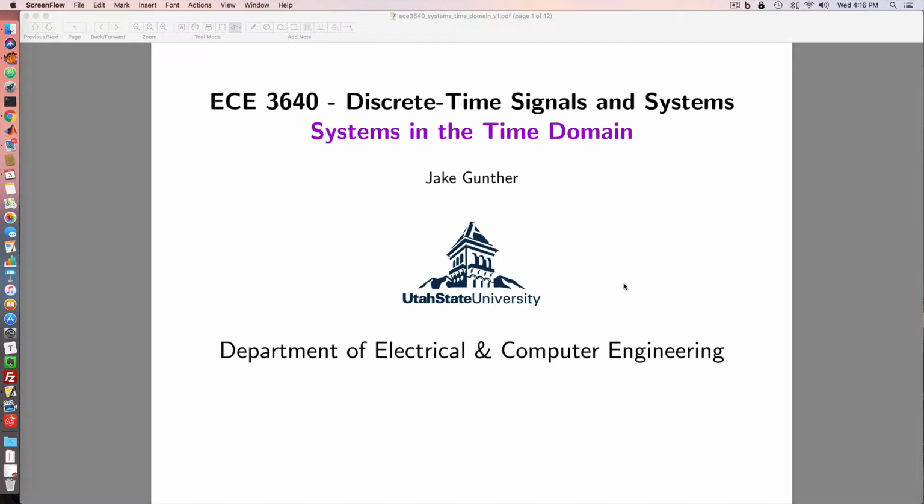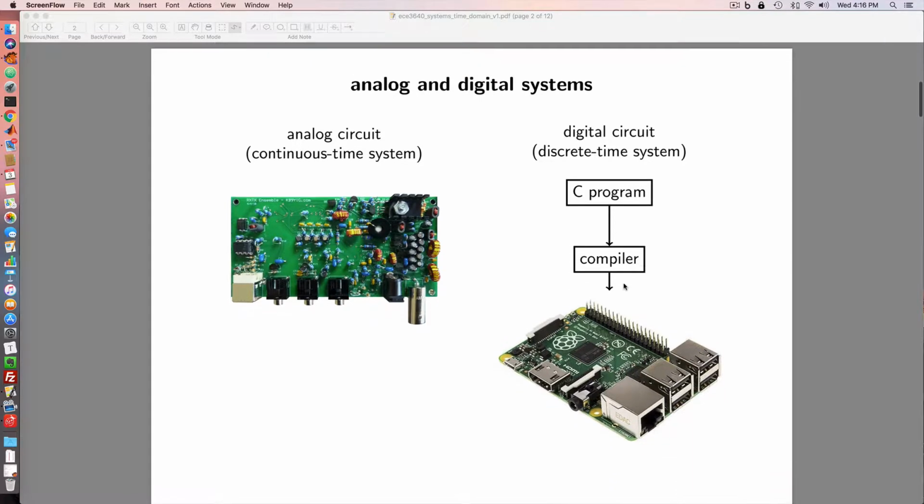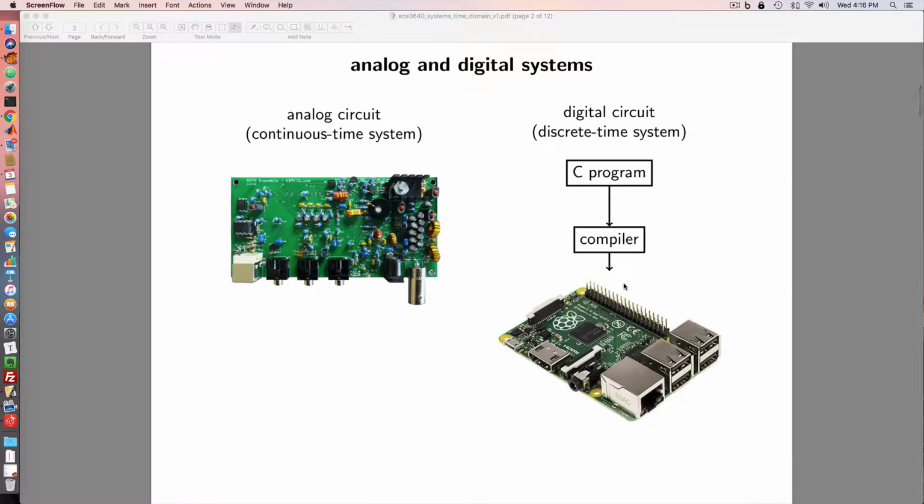Hello, everybody. Today we're going to talk about systems in the time domain. We've previously talked about signals in the time domain. Now we're going to move on and talk about systems. And to get started, let's talk about the differences between analog and digital, or we could say maybe continuous time and discrete time systems.